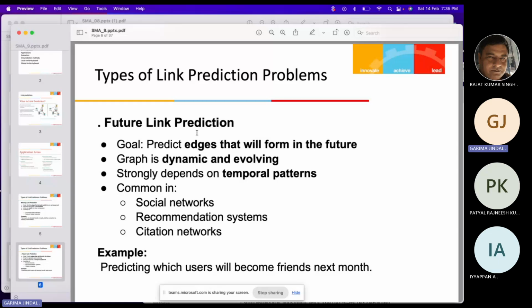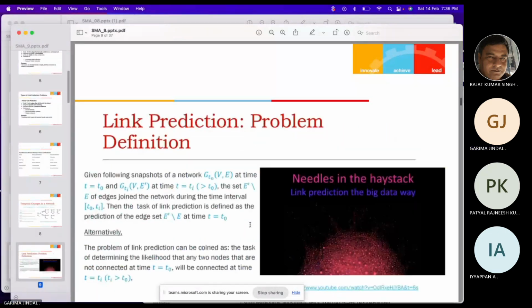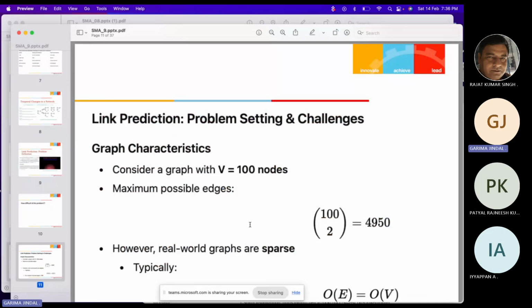The other variant of link prediction is future link prediction, in which we are given a dynamic graph, that is, the graph at different timestamps. In this graph, we try to identify which edges are not there in this particular timestamp but will be there in the next timestamps. So these are helpful in recommendation systems.